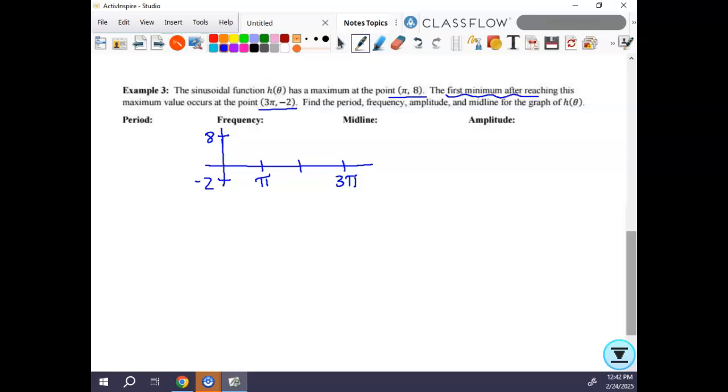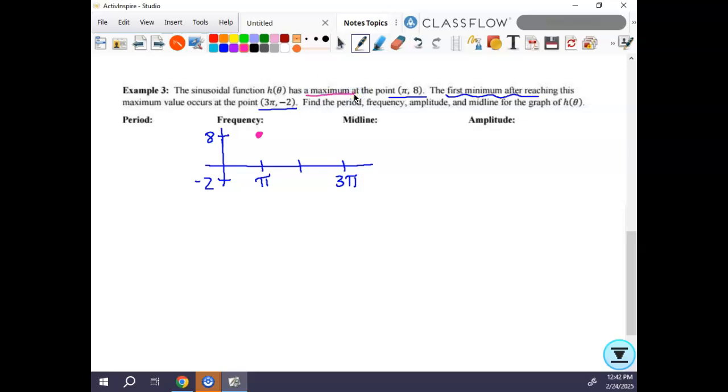A lot of times we don't even care about labeling that stuff, but that's going to be helpful for you here. Don't make 1,000 little hash marks. First of all, you don't have time, and second of all, it makes it really hard to read. It's okay if they're not spaced out perfectly. Okay, so I have a point at pi over 8, that's here, and that's the maximum.